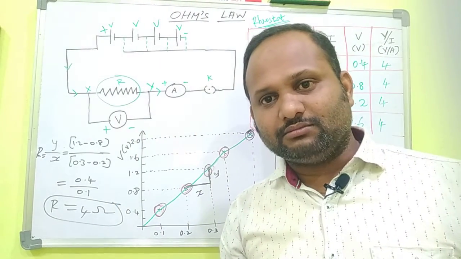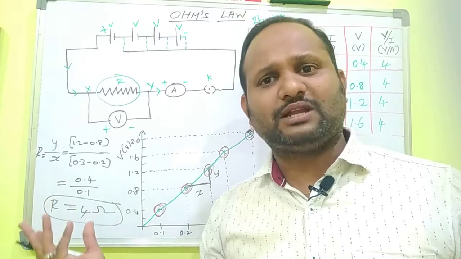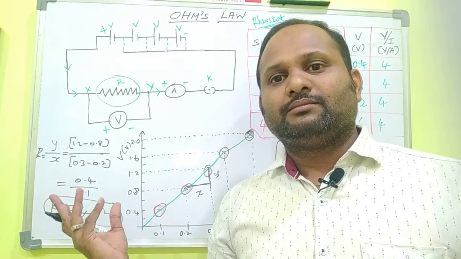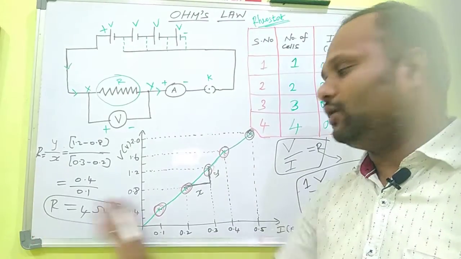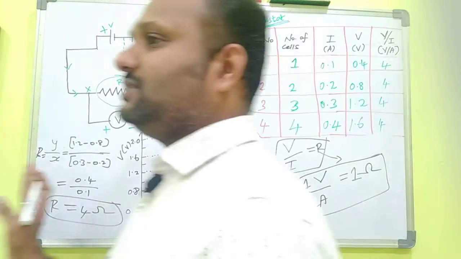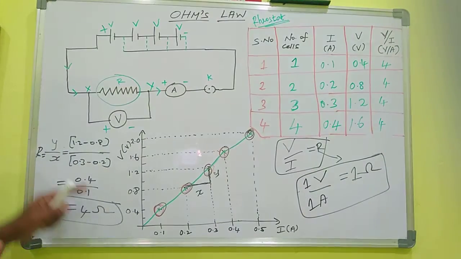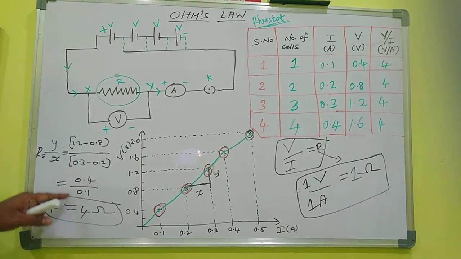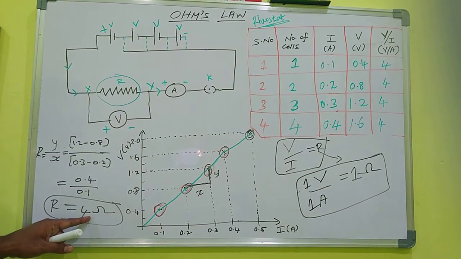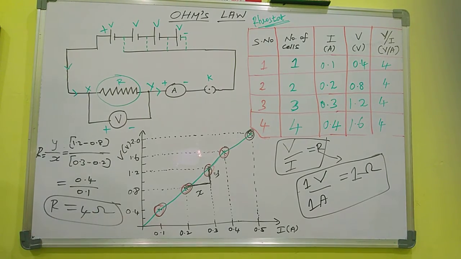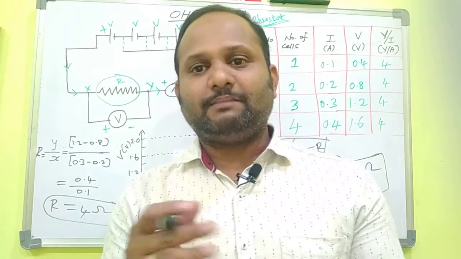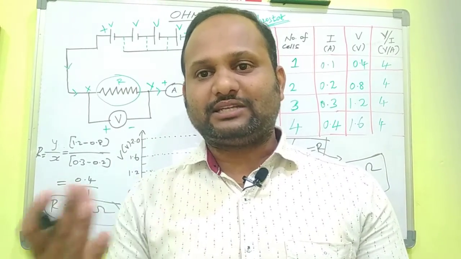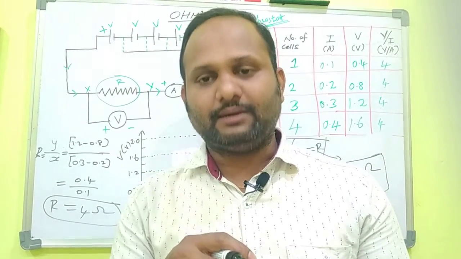We agree that the resistance of the given nichrome wire is 4 ohm. We calculated by which method? By applying Ohm's law. By the graphical method also, the same answer is obtained. How? We are taking the slope. Slope means y by x. So y-axis by x-axis, 0.4 by 0.1, that is 4 ohm. In this way, the resistance of the conductor or alloy is calculated with the help of Ohm's law.